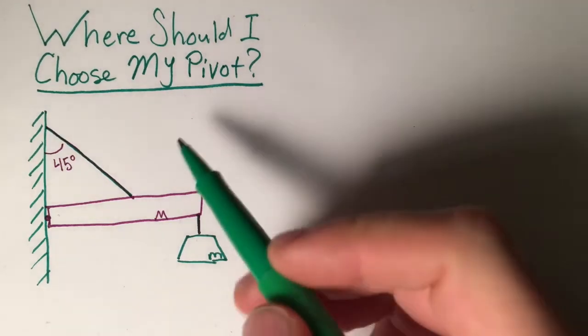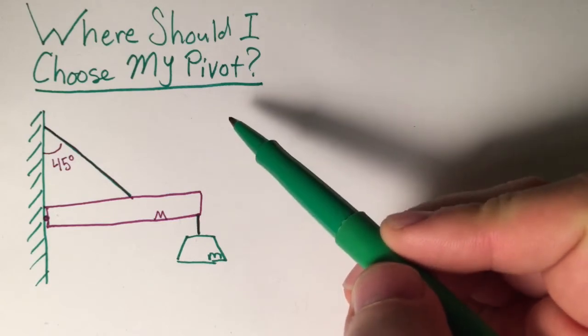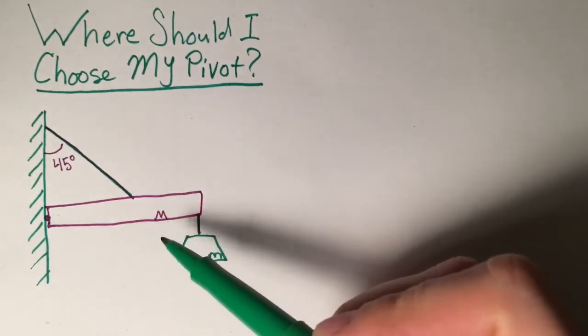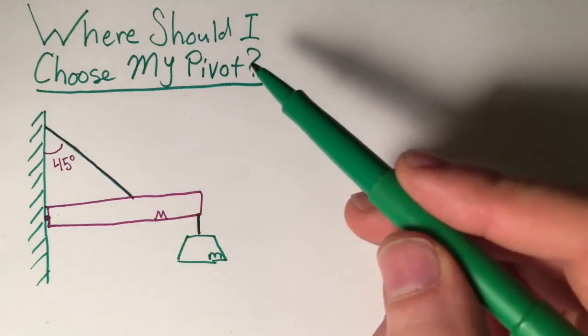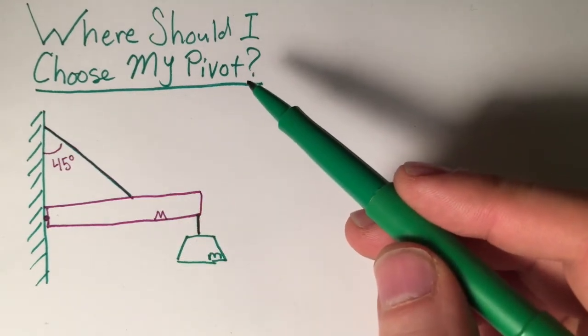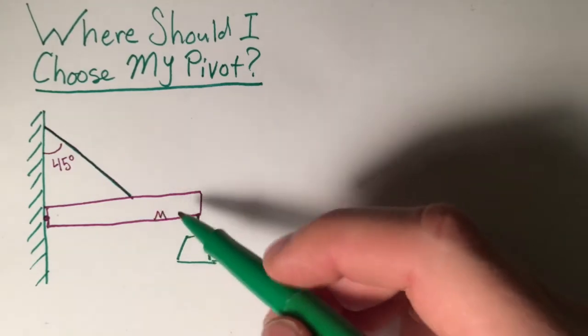Okay, so you have a statics problem and you're wondering, where should I choose my pivot? So here's an example, and I'm going to try to apply the rule that I like, which is choose your pivot in a place where you can ignore some forces that you don't know but don't care about. So how do we apply that?